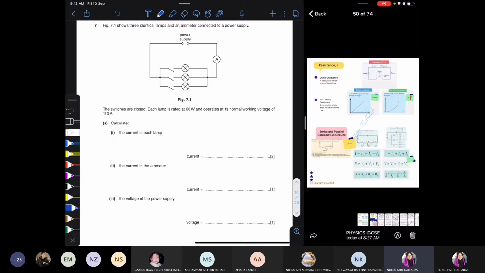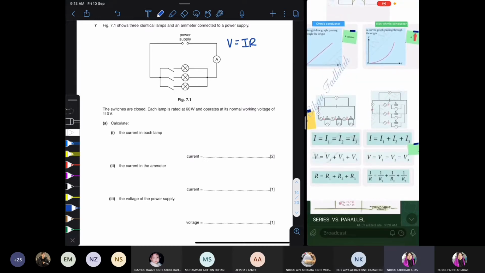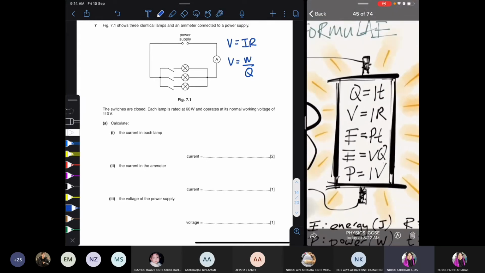Yang ni boleh tak awak gunakan P equals to VI, IV? Tak boleh kan? P pula, sorry. Boleh tak you guna equation V equals to IR ataupun you tengok series and parallel ni boleh guna tak? Tak boleh kan sebab you don't know the resistance. Okay, tengok ni formula ni. Okay, Q equals to IT. What is Q? Q is charge. Do you know charge here? Tak boleh juga. So awak tak boleh guna.